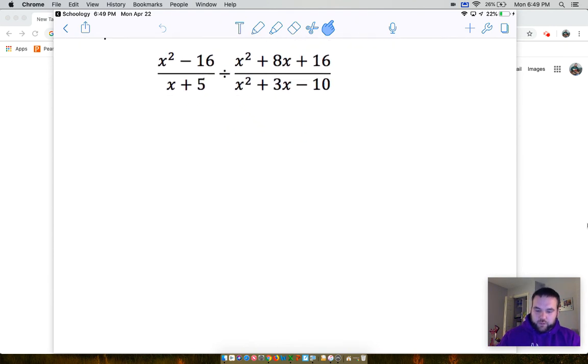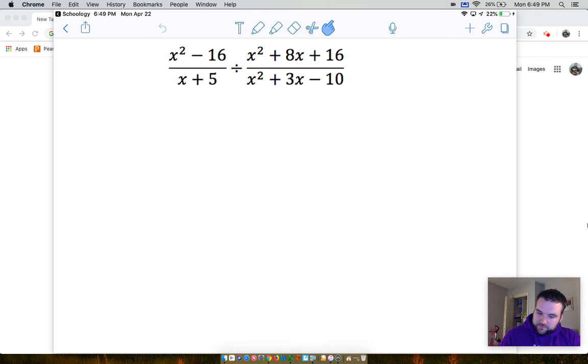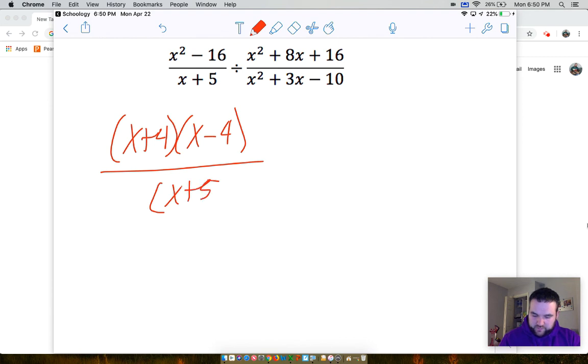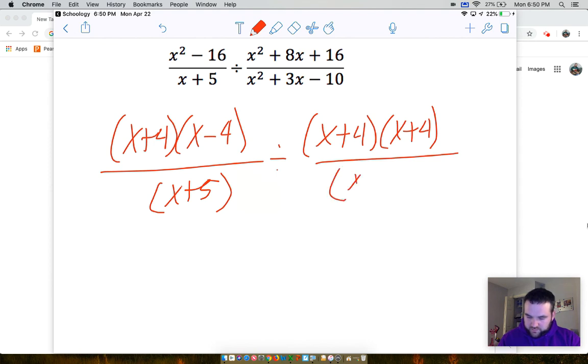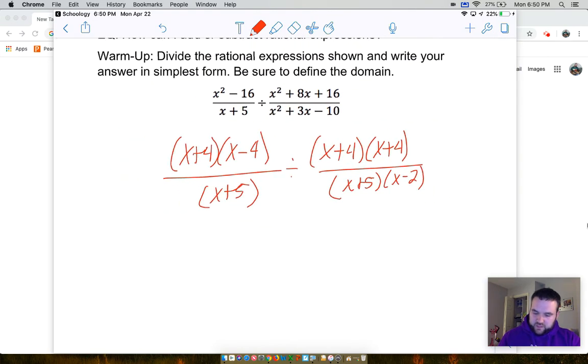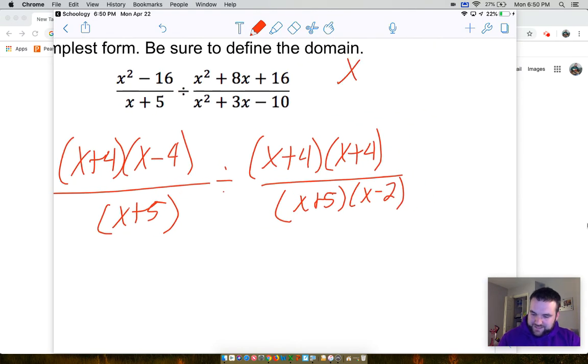As a quick little warm up, we're going to do one of those division problems. This is x squared minus 16. Again, my first step almost all the time is going to be to factor. Here's x plus 5. And then I'm dividing by x plus 4 times x plus 4, is how that top one factors, over x plus 5 and x minus 2. Okay. Again, now I'm going to make a running list of what x cannot be. So x can't be negative 5 or positive 2 currently.